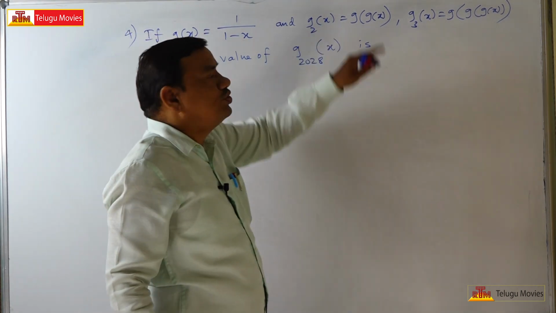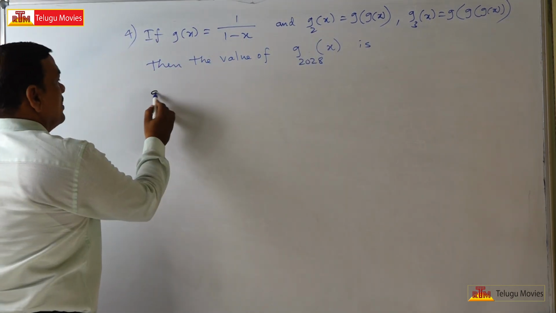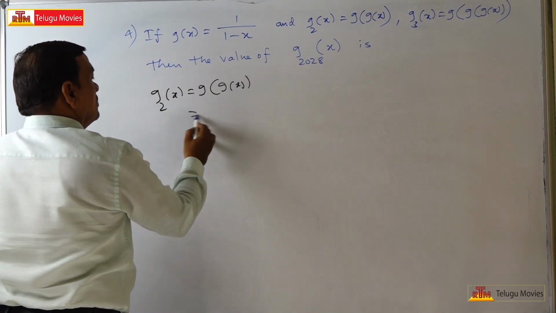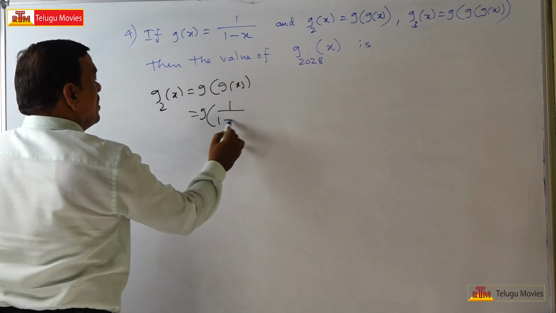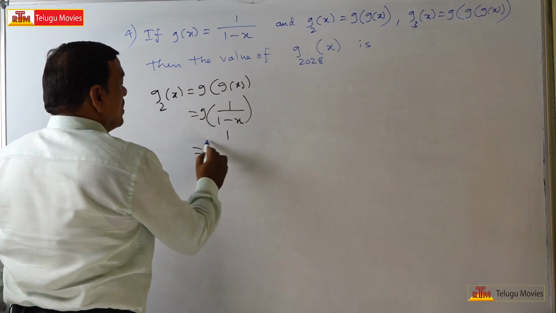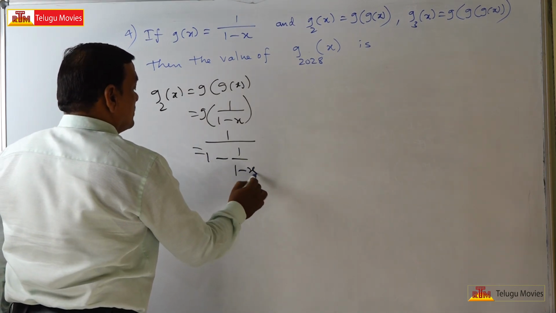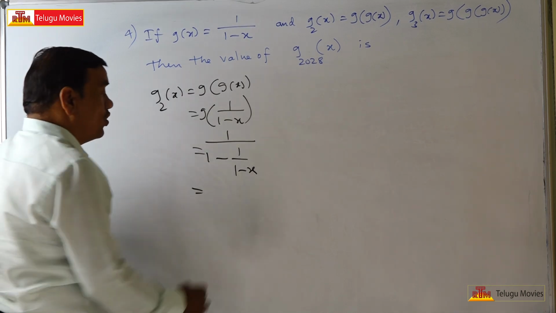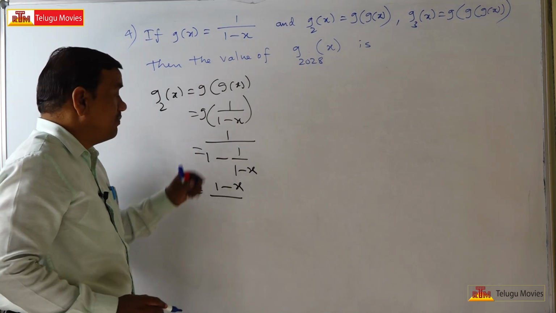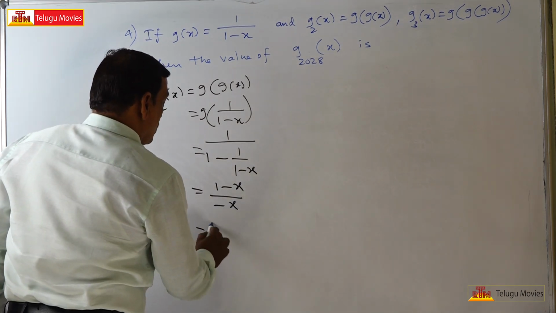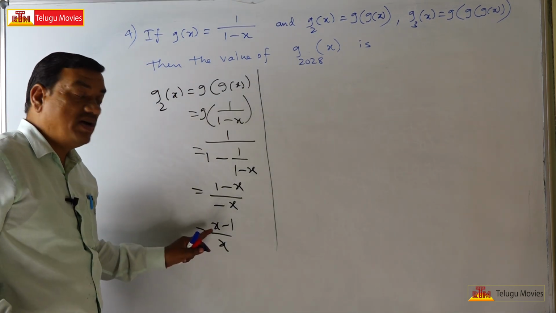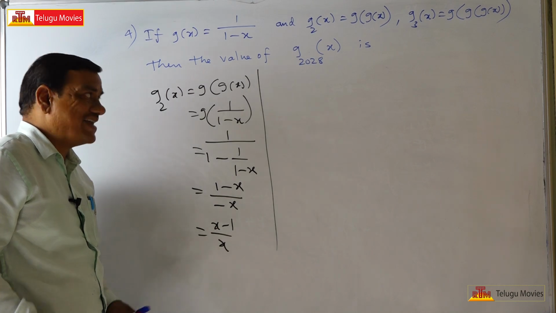First g of x is given. Now I will find g2 of x. g2 of x means g of g of x. g of x means 1 upon 1 minus x, so this is 1 upon 1 minus 1 by 1 minus x. This 1 minus x will go in the numerator. Here 1 minus x minus 1, plus 1 and minus 1 cancel, and this is x. Altogether, g2 of x is x minus 1 upon x.